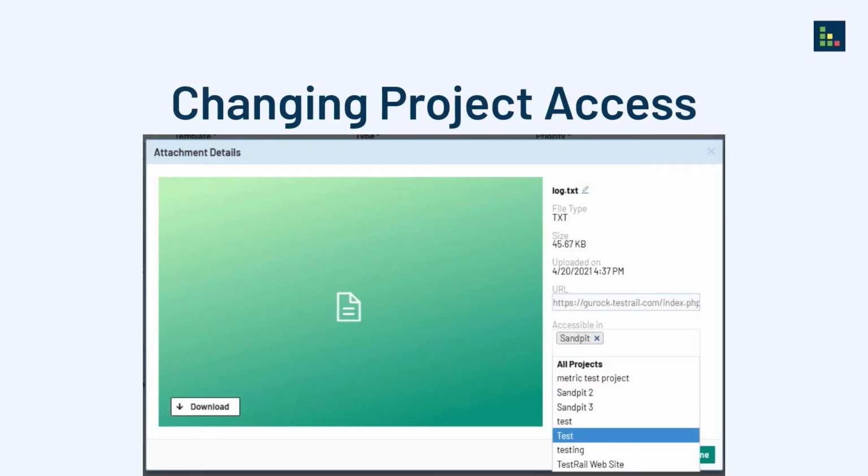To change the projects which your attachment is accessible in, all you have to do is click on this field, and you can choose any TestRail project that you have and add that to the accessibility list. So this allows you to make attachments available in any project or only a certain set of projects, depending on your privacy needs or security needs.